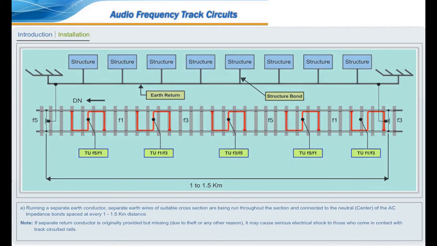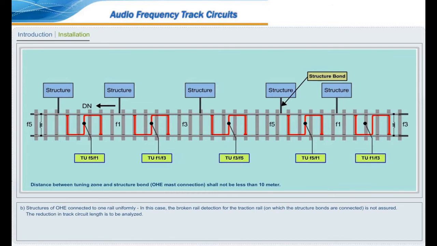Structures of OHE connected to one rail uniformly. In this case, the broken rail detection for the traction rail on which the structure bonds are connected is not assured. The reduction in track circuit length is to be analyzed.